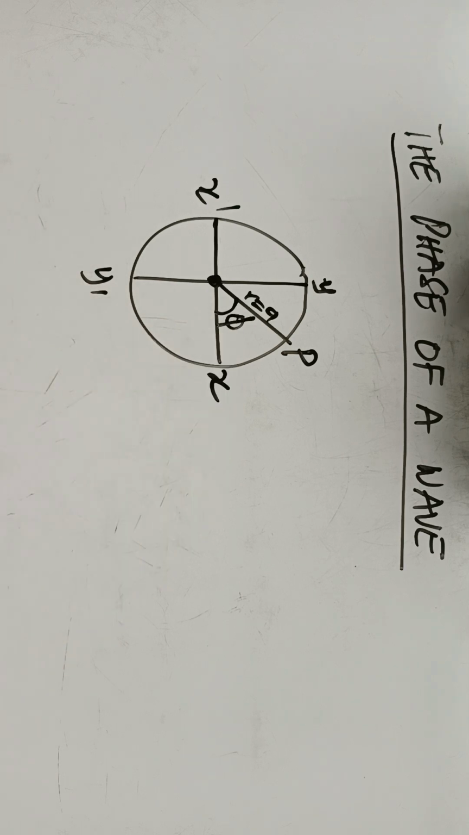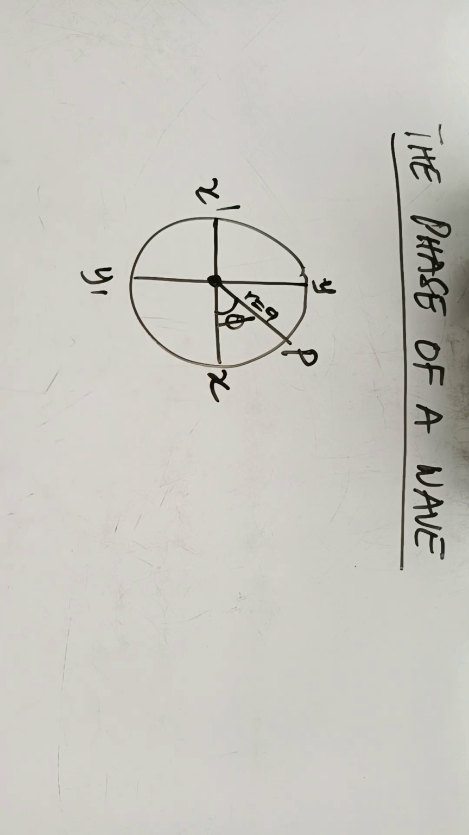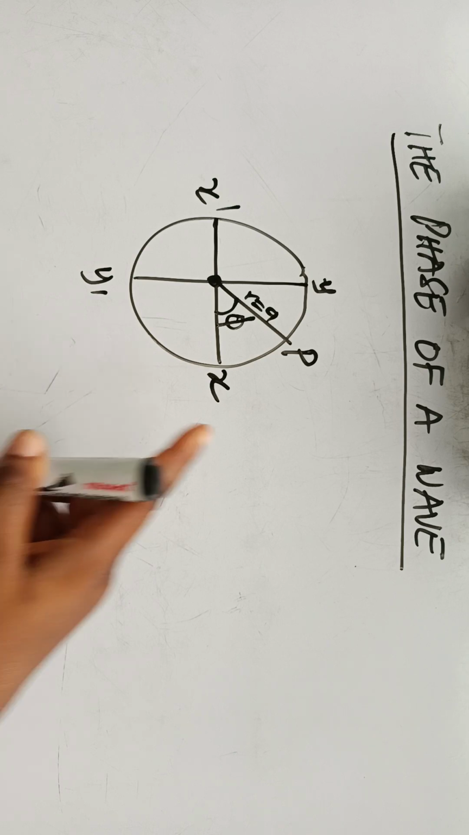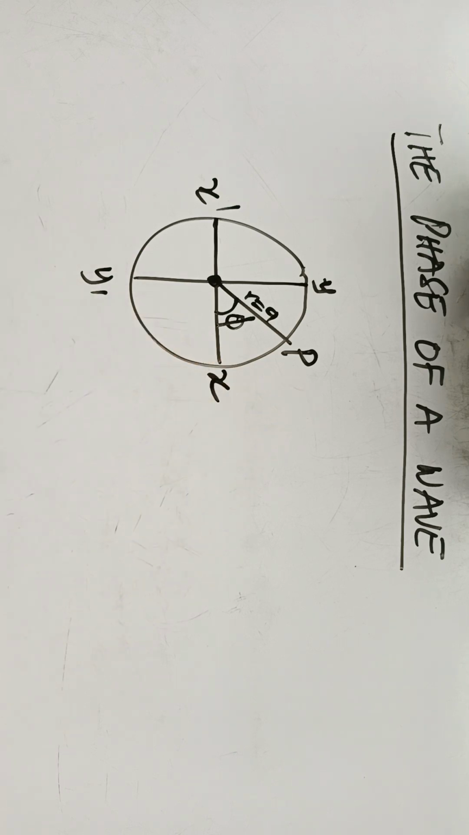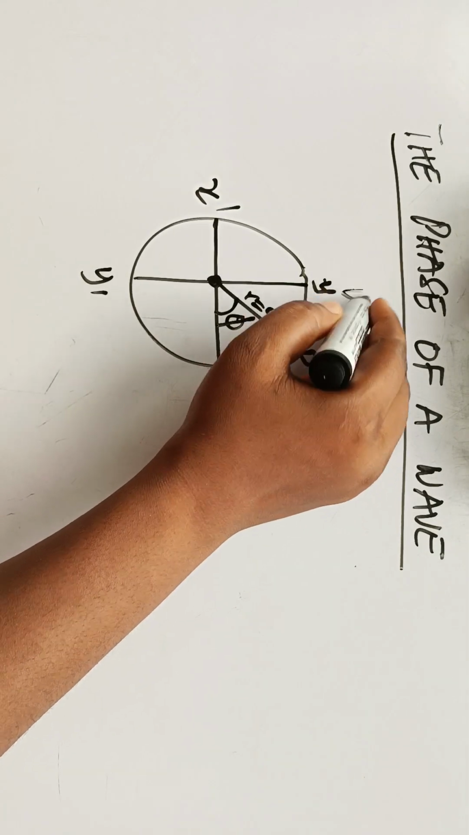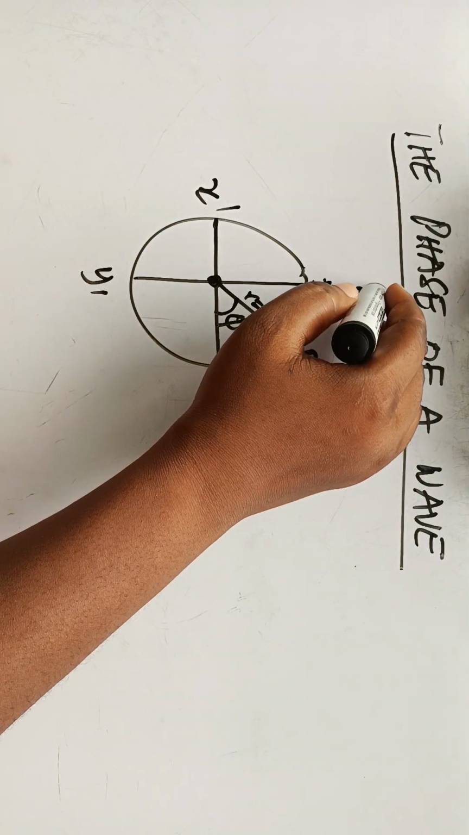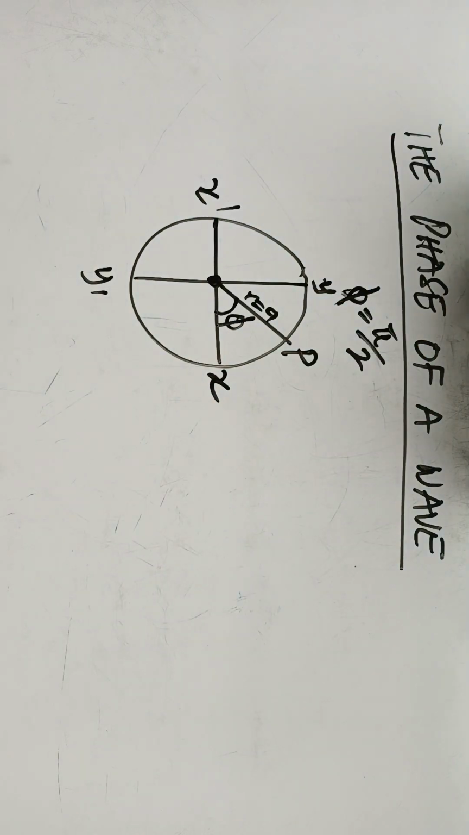Now at the point P, the phase angle, which is phi, this phi symbol represents our phase angle or our phase. At the point Y, the phase is pi over 2. So all we're trying to say is at Y, our phi is equal to pi over 2.